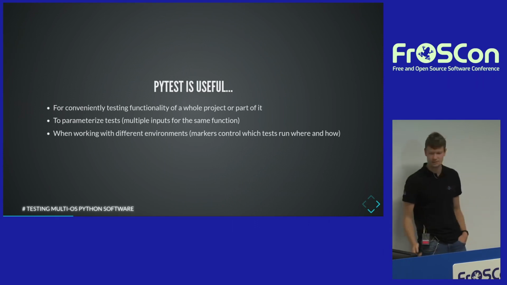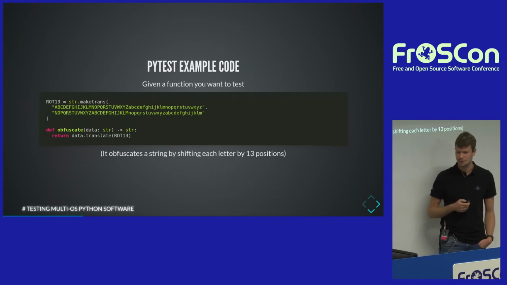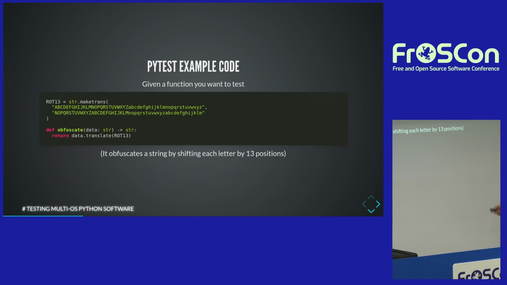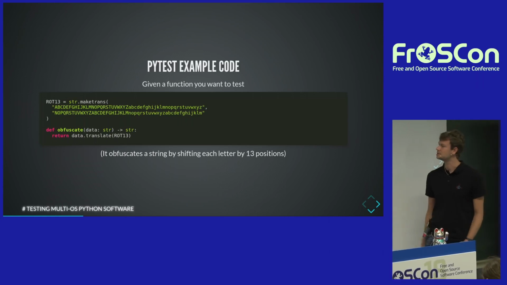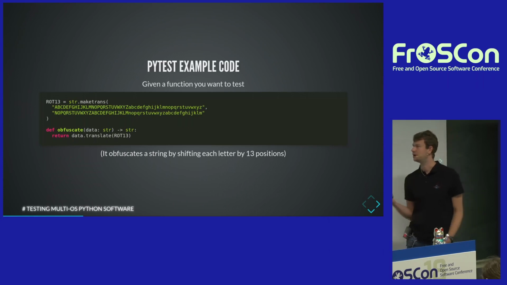And I'm going to show an example. First, a very simple one. Given this function, so we have here this function obfuscate. This basically takes an input string and produces another string as output. And it basically shifts any character in the input string by this function, and produces another output string by that.